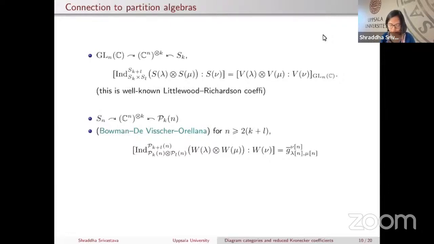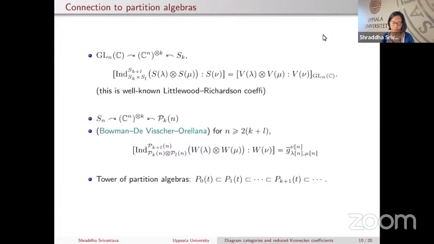So we already see that more than two partition algebras are appearing in the same picture. So it would be nice to have one specific category where this tensor product is happening, and we are looking at the multiplicity of some space in that.